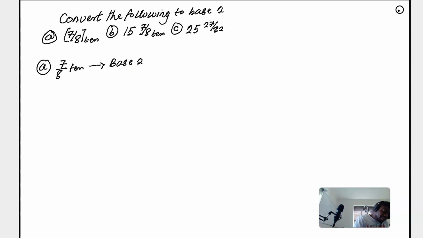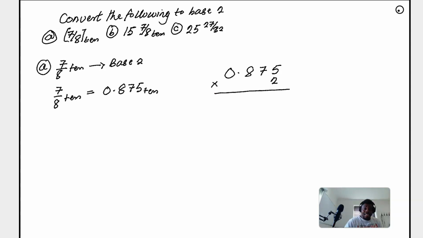What you need to do here is 7 over 8 in base 10. If you divide 7 divided by 8, normal division, that is 0.875, okay? If you use your calculator, just press 7 divided by 8, you will get 0.875. Now, the method that I'm about to explain is this. So 0.875, because you are converting to base 2, you multiply it by 2. So now, pay attention. So, you do your normal multiplication, but you have to note something here.